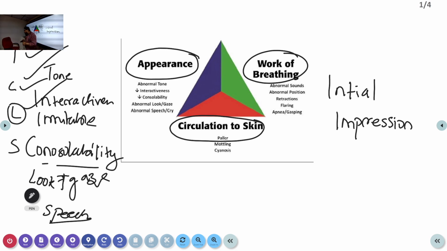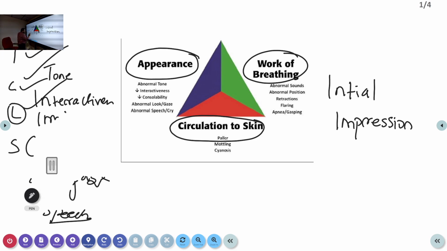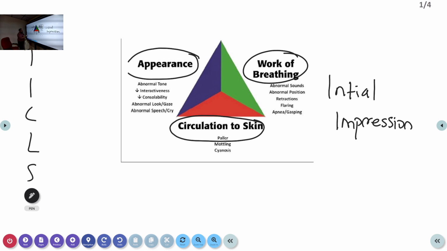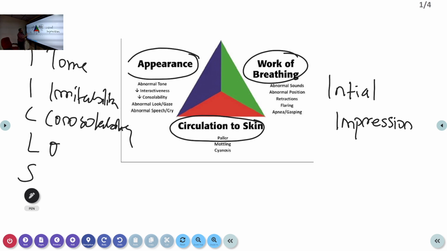So these are the things you have to look for in the appearance of the child. The first thing to remember is the tone of the child. Next is I for the irritability and interactiveness of the child, and C is the consolability of the child, and L is the abnormal look, what look the child is having, and S is speech, abnormal speech or cry. You can remember the mnemonic TICLS, where T stands for tone, I irritability, C whether the child is able to be consoled, L look, and S speech. So these are the things that you can remember.